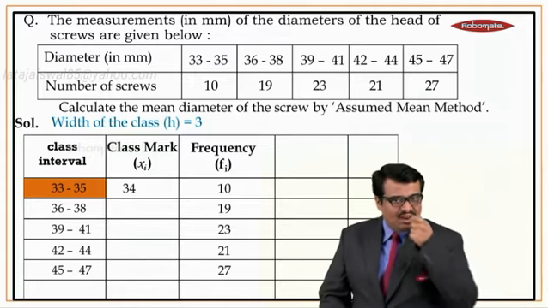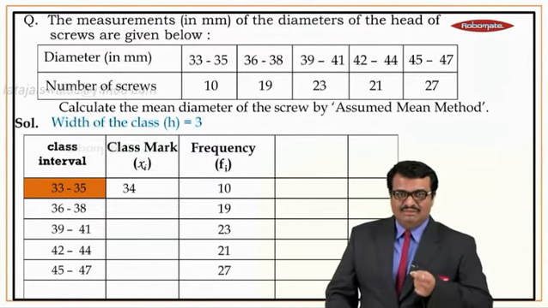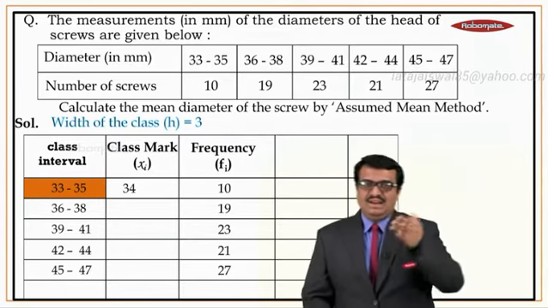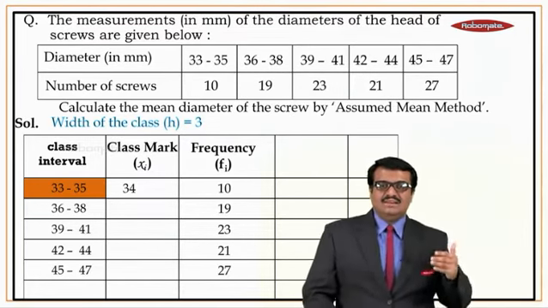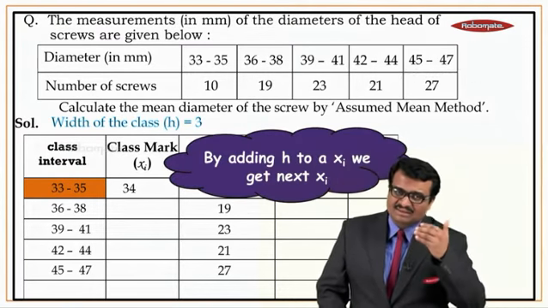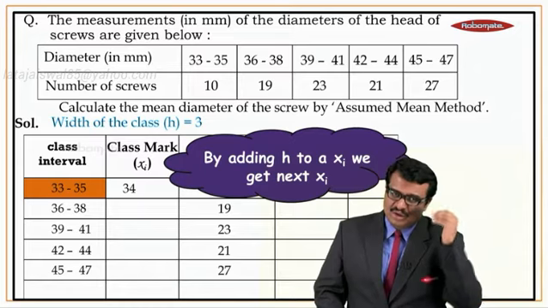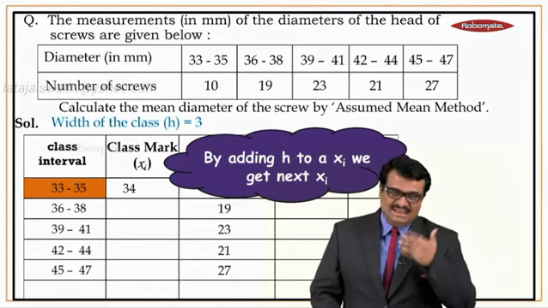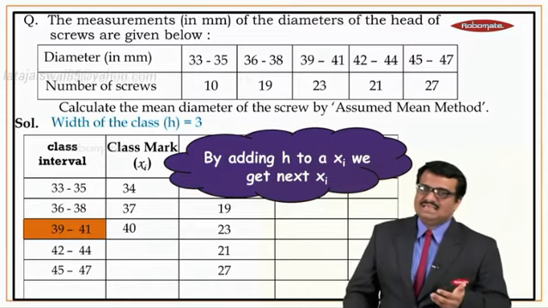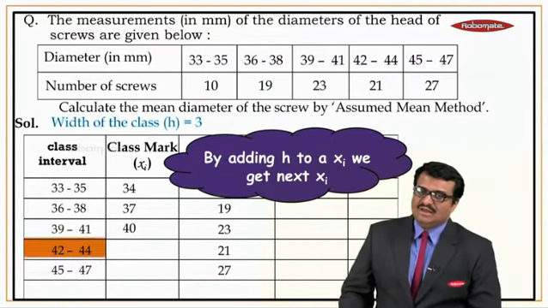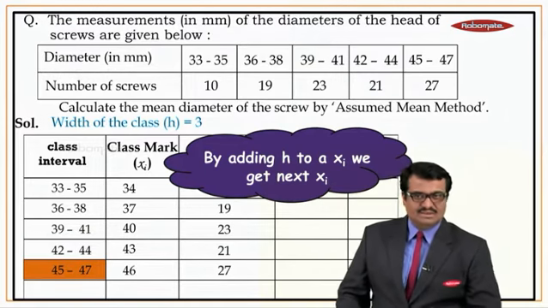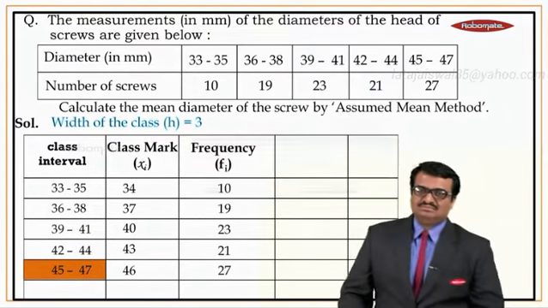We are not going to find it like this for all of them. We already know the class width is 3. Add 3 to this and you will get the next one, add 3 to that and you get the third one, and so on. So 34 plus the width. By adding h to xi, we get the next xi. So 34 plus 3 gives you 37, 37 plus 3 gives you 40, 40 plus 3 gives you 43, 43 plus 3 gives you 46. This way we get all the class marks.